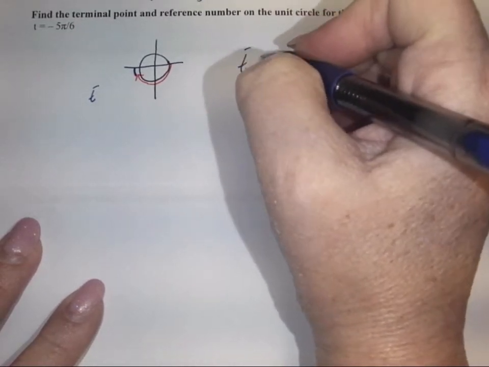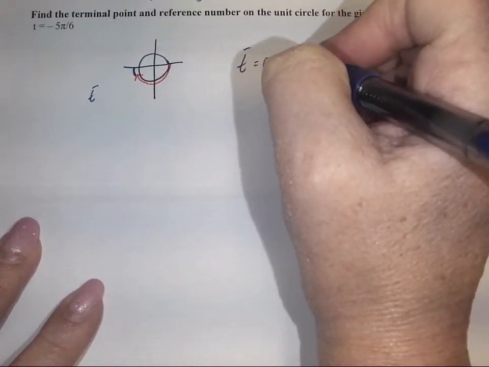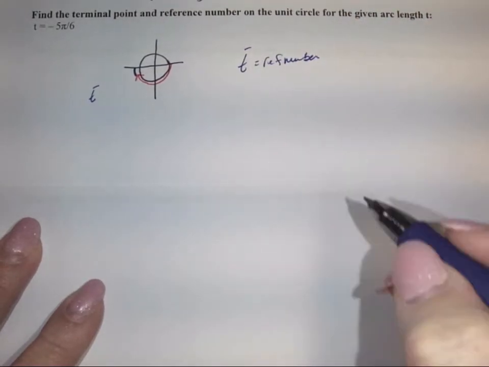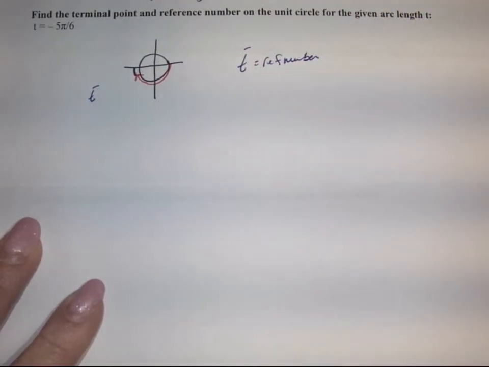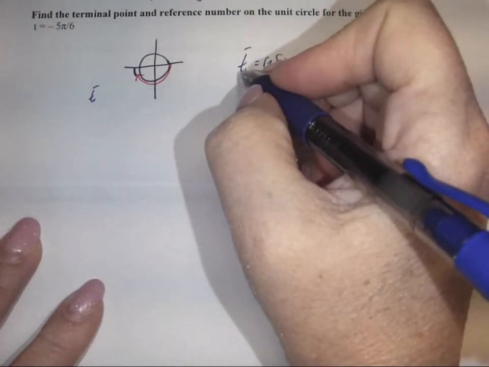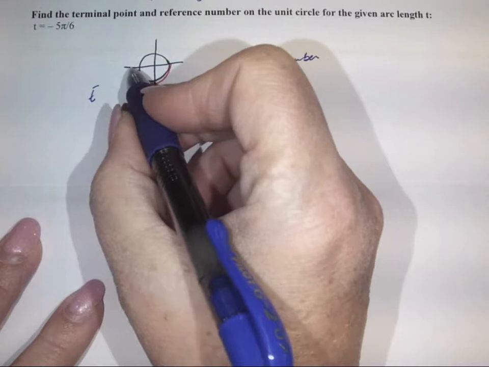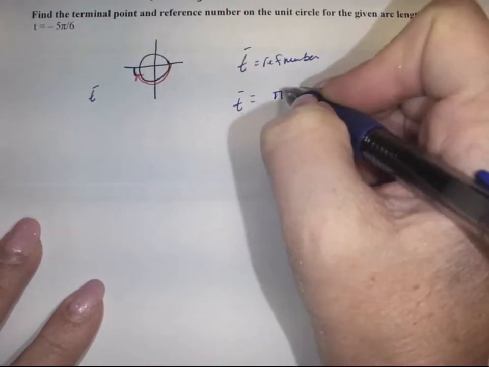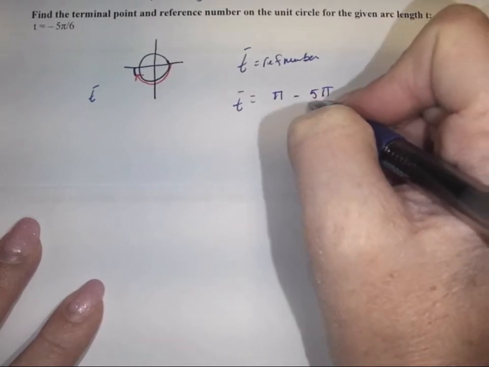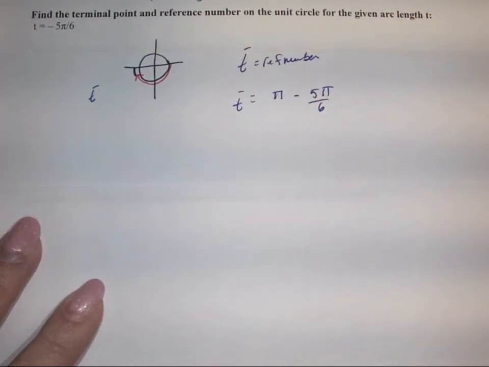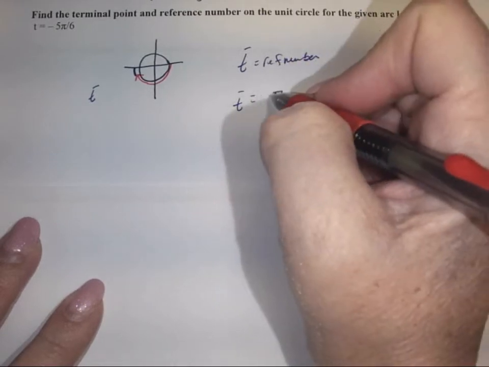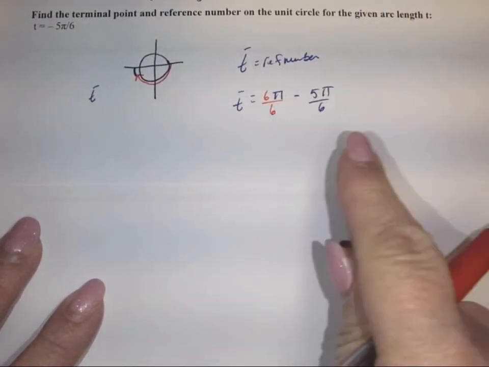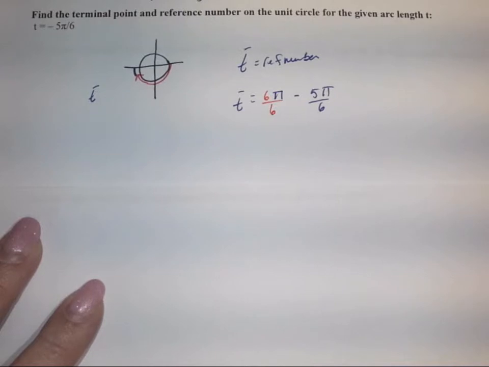And our reference number is t bar. So if we're looking for t bar, which is our reference number, we need to figure out what we need to subtract it from, or subtract from it. Well, if we're looking clear over to here, this is pi, so our t bar will be equal to pi minus 5 pi over 6. If I need to subtract 5 pi over 6 from pi, I can change that to 6 pi over 6 to have a common denominator.